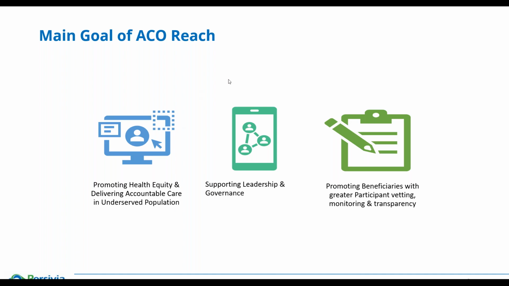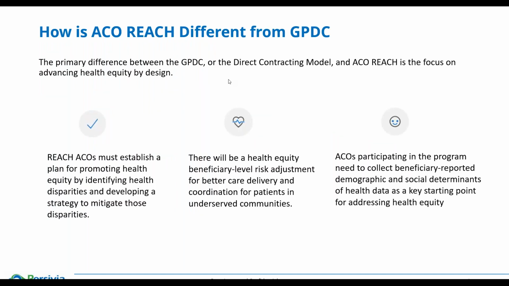Now, how ACO Reach is different from GPDC. The Reach ACOs must establish a plan for promoting health equity, as we spoke about in the last slide. Now, there will be a health equity beneficiary level risk adjustment for better care delivery and coordination for patients in underserved communities. When we talk about the underserved communities, we usually refer to the patients living in the area deprivation index in the top 10 percentile. We'll talk more about it in the upcoming slides.